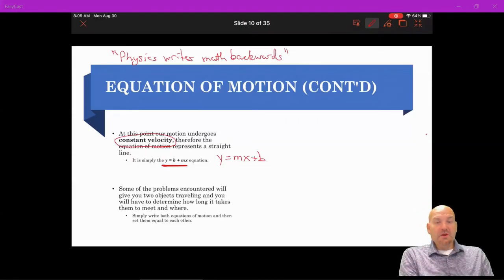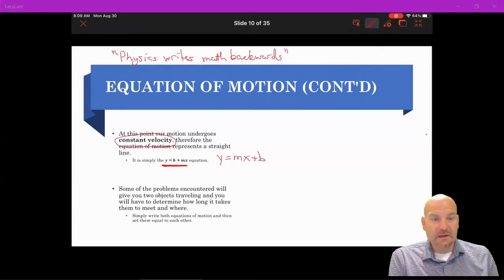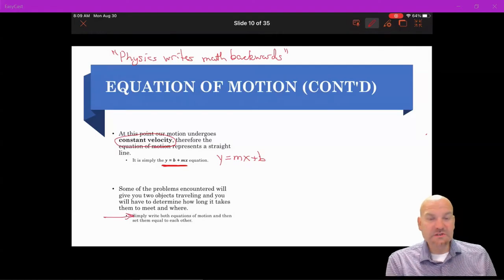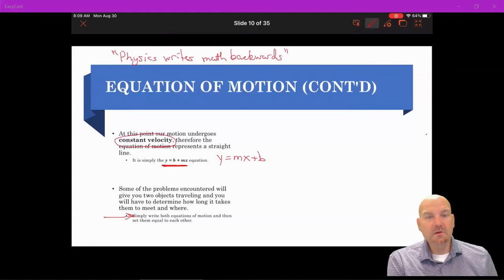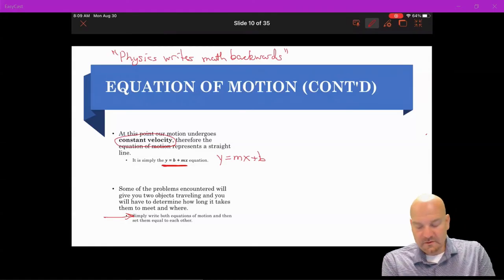So some of the problems encountered, you'll have two objects traveling, right? And you'll have to determine how long it takes them to meet. So what you just simply do is, and you can see the step here, write the equation of motion for both of them, and then set them equal to each other. This is just simple systems of equations from math class. So you've got all those techniques that you learned in Algebra 2 to solve these.